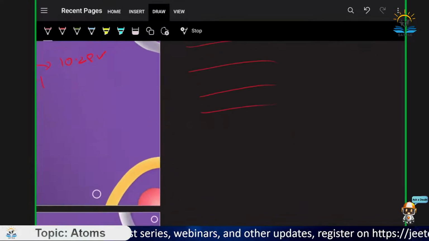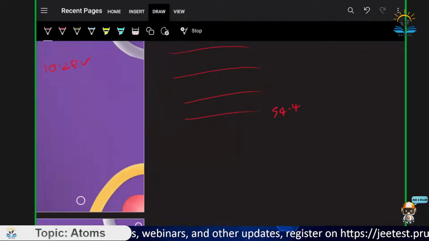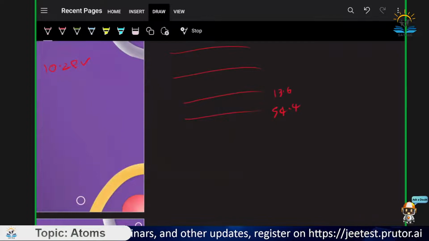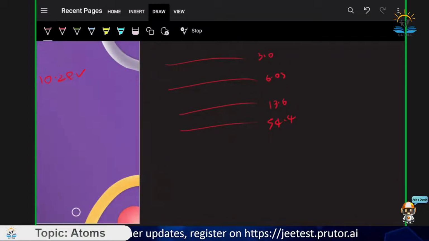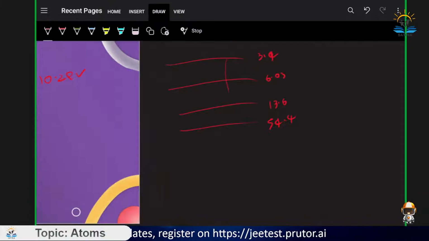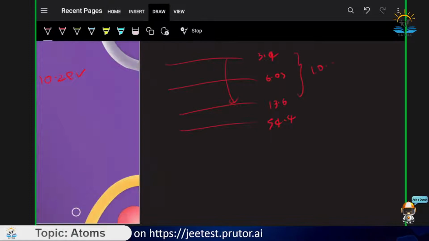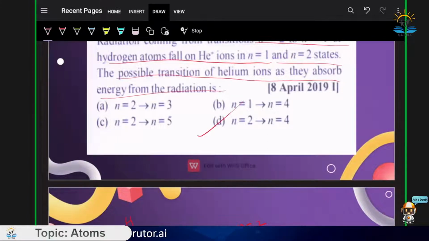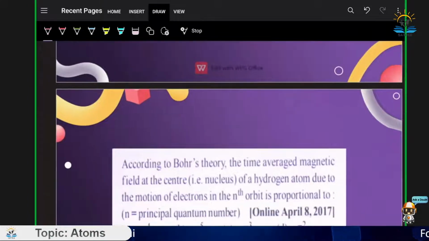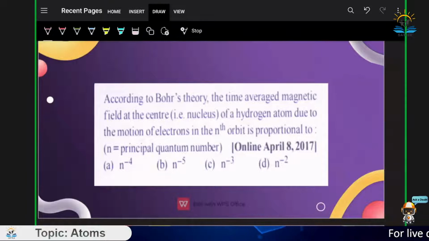Helium plus energy levels are 54.4, 30.6, 6.03, and 3.4. So at the 3.4 to 13.6 level, the energy gap is 10.2. So this is n equal to 2, this is n equal to 4. So for helium, the answer will be n equal to 2 to n equal to 4. Easy. This is our next question.